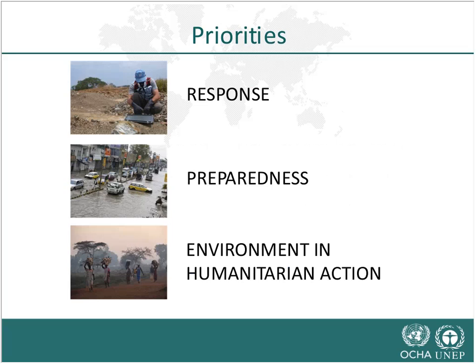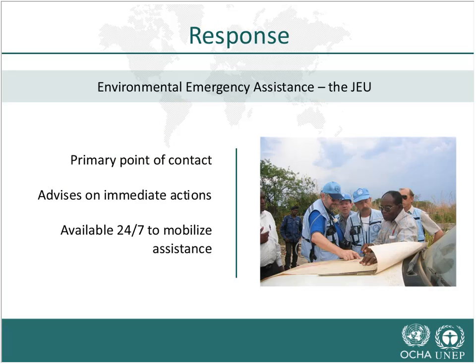Within our section, we're focusing on three separate priorities that you'll see on the screen here. The one that is of most relevance to us here is the response capability and our preparedness support activities. The third priority, environment in humanitarian action, is very much aimed at humanitarian actors, NGOs, governments, and UN agencies to better integrate environment in their activities.